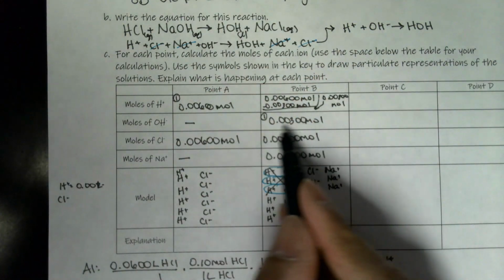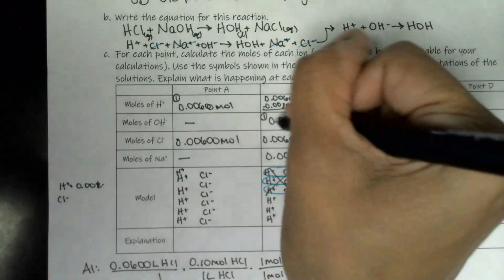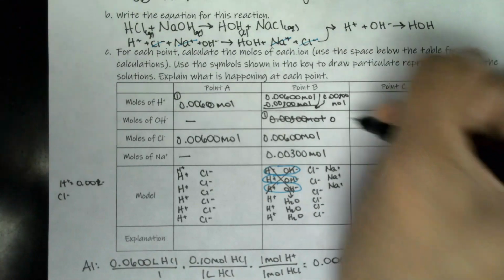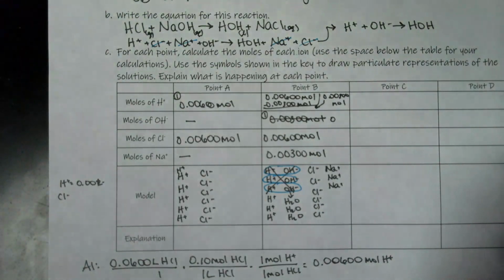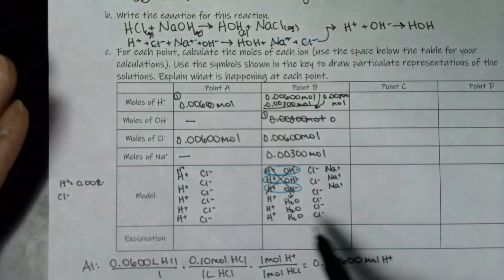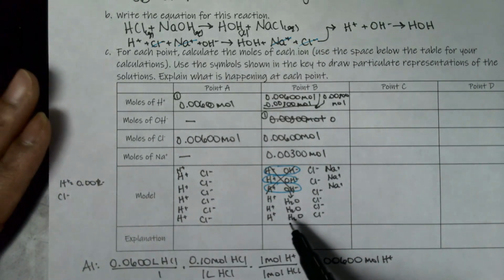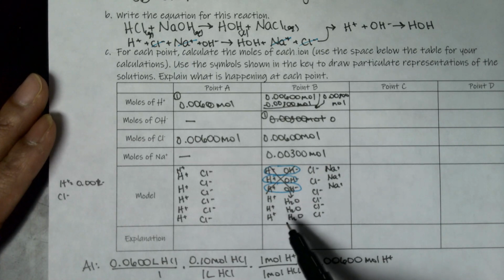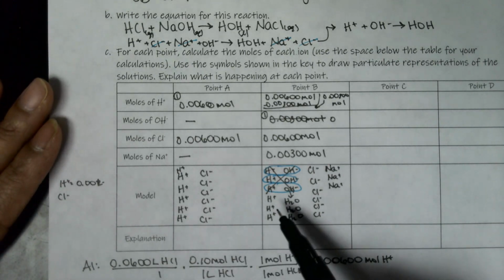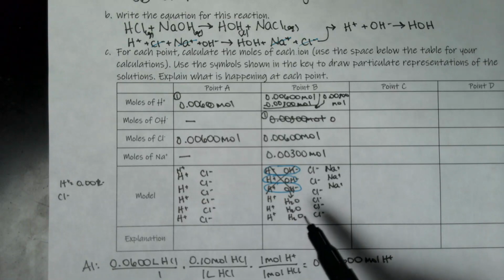So really, my moles of OH have actually just decreased because they got tied up with water. So we have 0 moles of just pure OHs hanging out. And so here, talk about how 3 moles of H plus were combined with 3 moles of OH minus to form 3 moles of water, and you have leftover 3 H pluses.